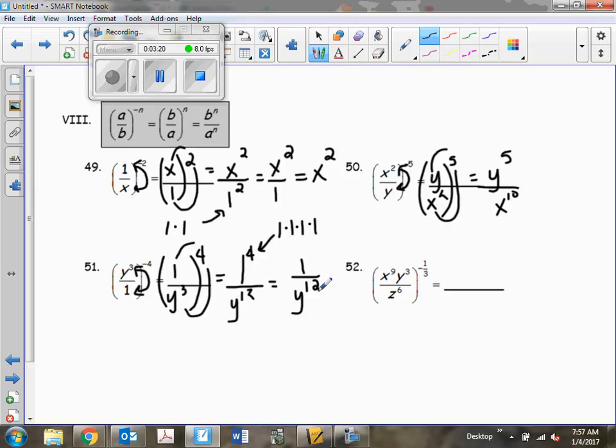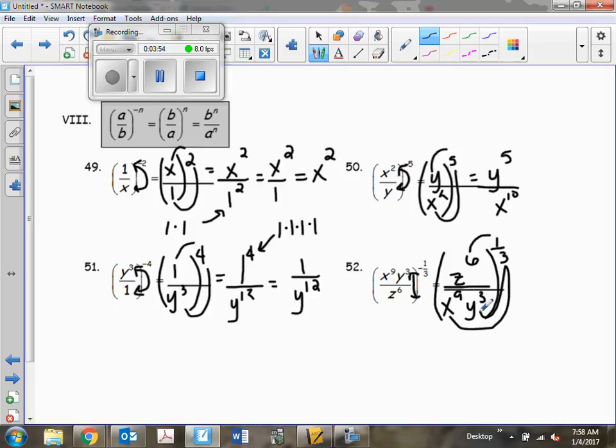Now let's take a look at number 52. This one looks complicated, but we just take it step by step. So again, the first thing that we're going to do, because that exponent is negative, is flip my fraction. So my z to the 6th is going to go on top, and then my x to the 9th and y to the 3rd go on the bottom. Now we're going to go ahead and distribute that 1/3 to everybody, and we are going to just multiply them.